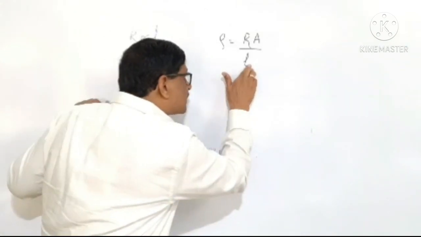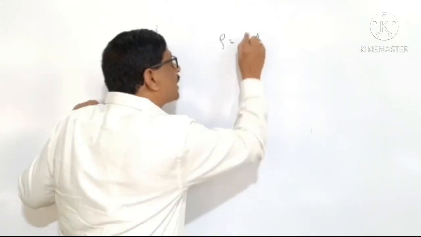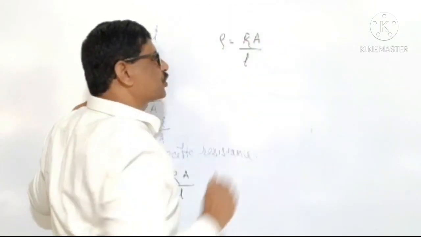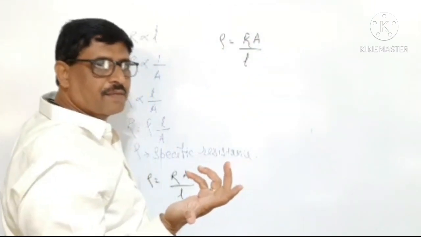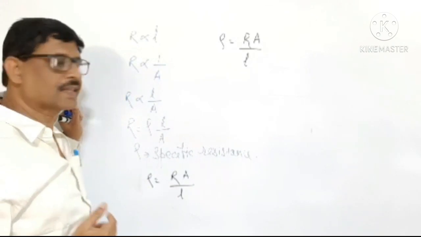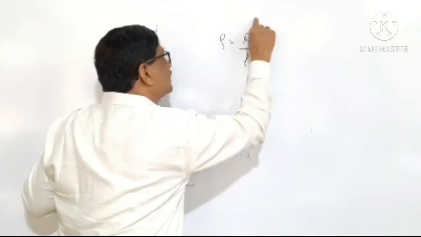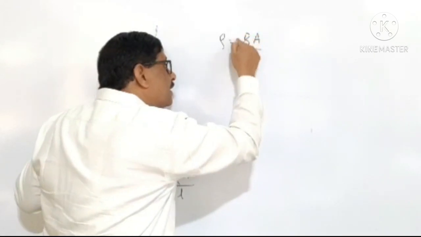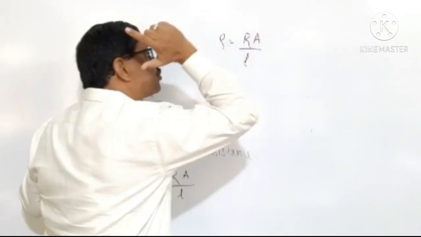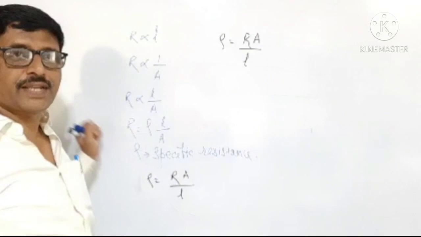With increase in the length of the conductor, there will be increase in resistance, because resistance is directly proportional to the length. With increase in the length of the conductor, there is increase in the resistance, so that the ratio of R by L is constant for a given cross-sectional area.